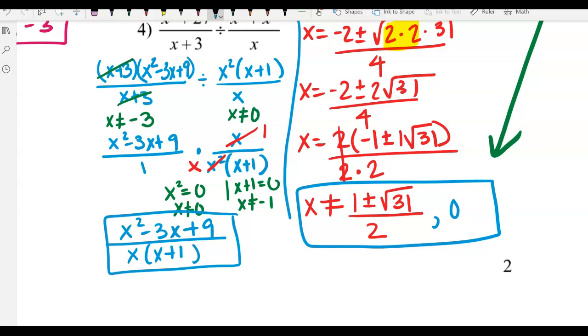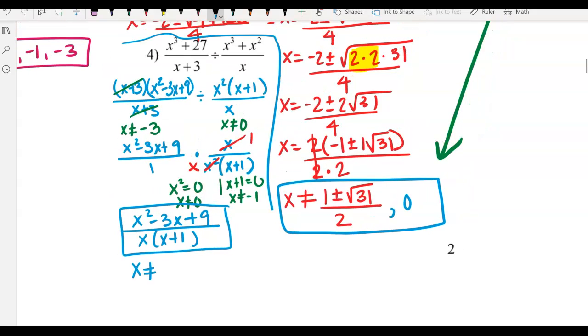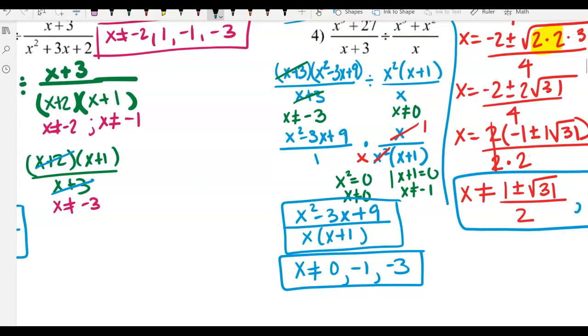Now we are going to put all the restrictions together. X cannot be what, Sadie, in this question? 0, negative 1, negative 3. Box that up. Remember, we have to box up our restrictions along with our finalized answers.